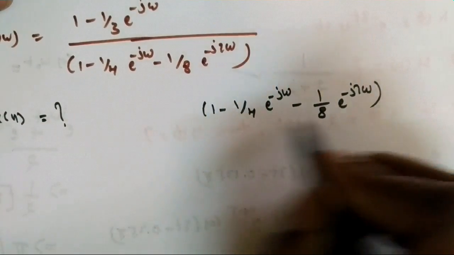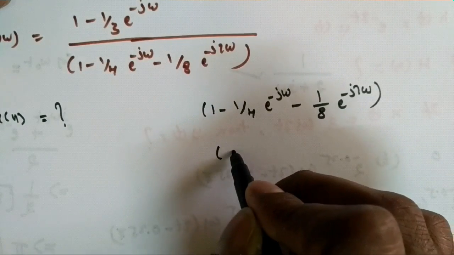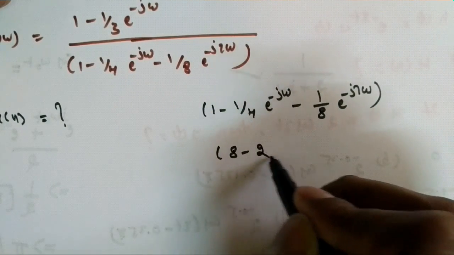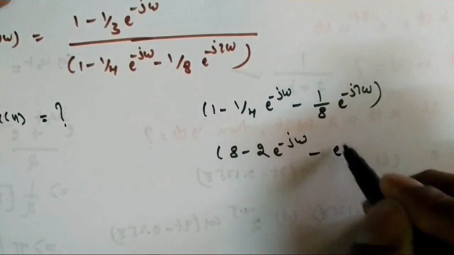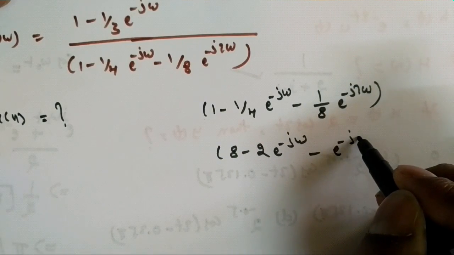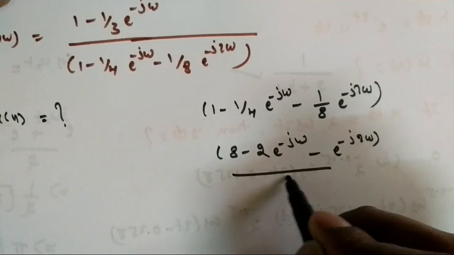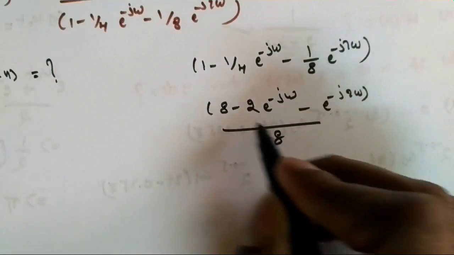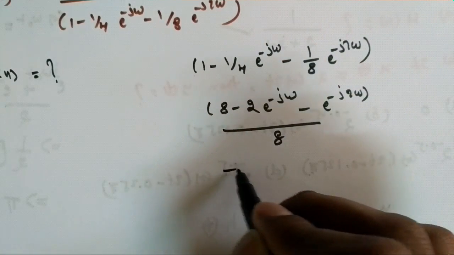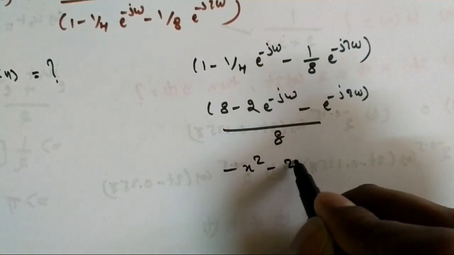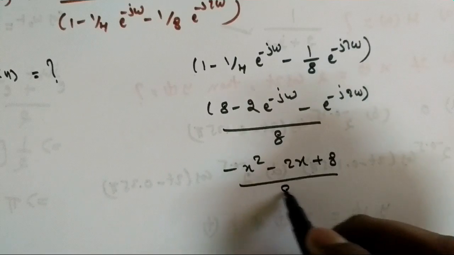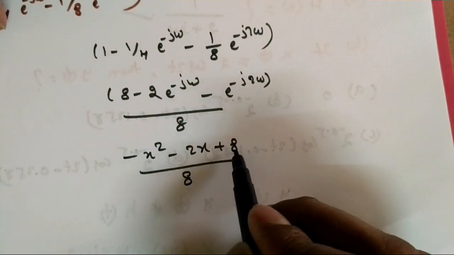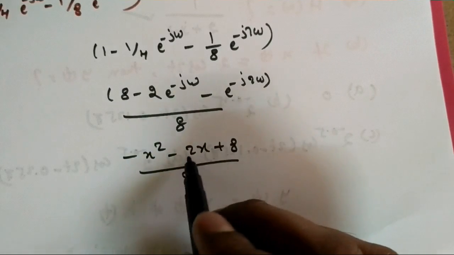What we do, make it as LCM, so this will become 8 minus 2 e power minus j omega minus e power minus j 2 omega, by 8, right? So the numerator will become minus x square minus 2x plus 8 by 8, where x is e power minus j omega. Now it's very easy. If I multiply, I should get minus 8. If I add, I should get minus 2.